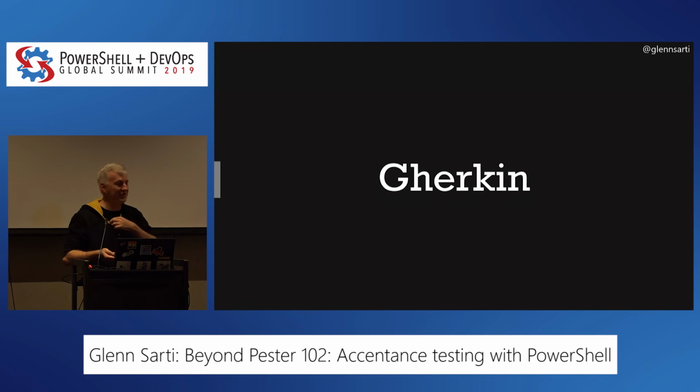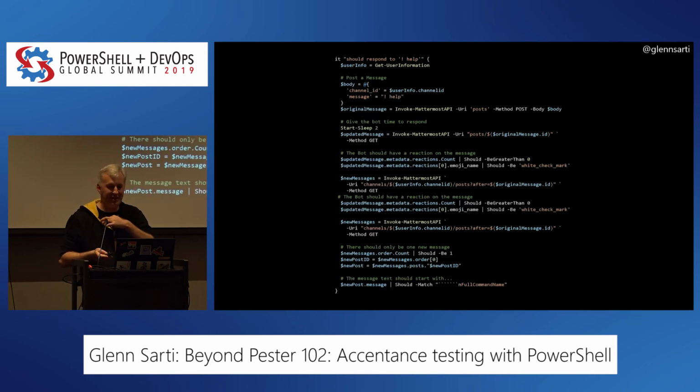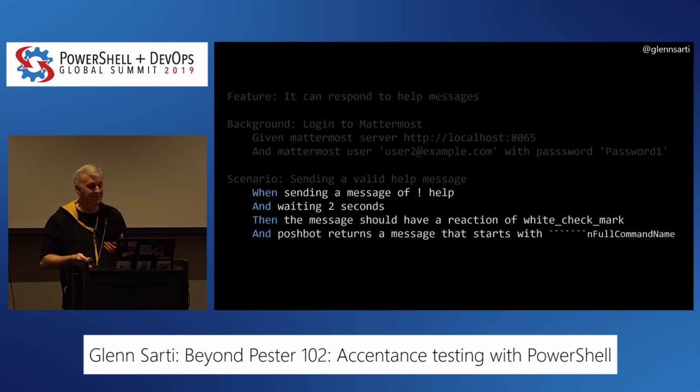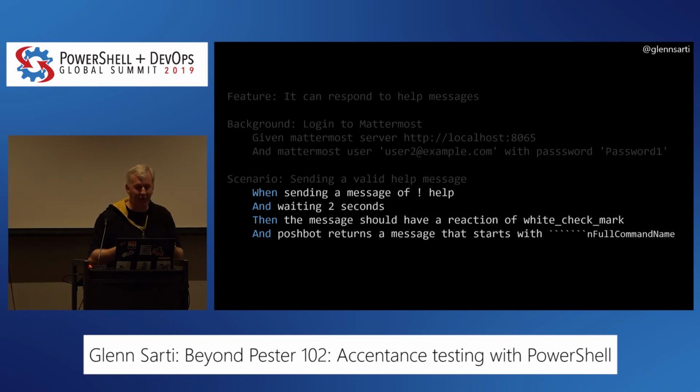So let's quickly show you what this looks like. This is the UAT test we just wrote, and I've deliberately squeezed it onto the slide. This is the equivalent in Gherkin. This is so much easier to read and understand exactly what you are testing. This is the feature and some background information, and then a plain English description of what we're going to test. So it's when sending a message of exclamation help and waiting 2 seconds, then the message should have a reaction of white check mark, and Pushbot should return a message of blah.